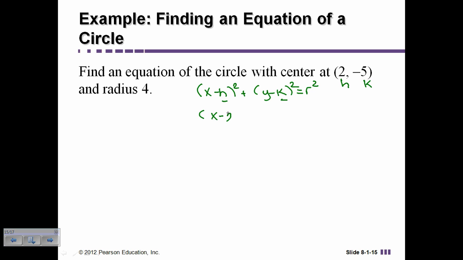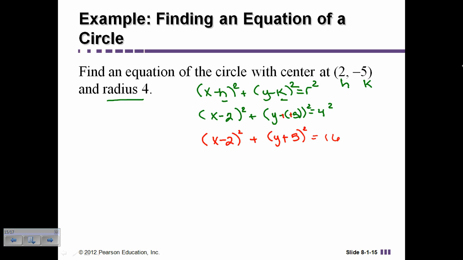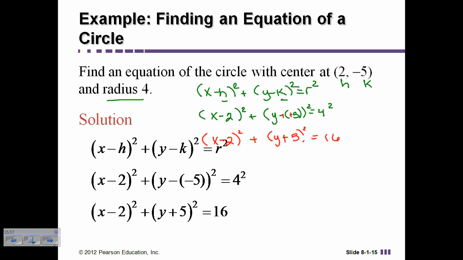So x minus 2, y minus -5, and then the r, the radius, is 4, so we're going to plug that in, 4 squared. Now if we clean this up a little bit, your 2 negatives become positive, so I can't clean up the first part any because I can't combine like terms, so I end up with my formula being (x - 2)² + (y + 5)² = 16. And so that's the formula for a circle with a center at the point (2, -5) and a radius of 4.